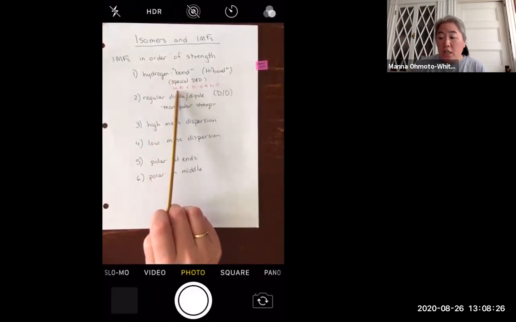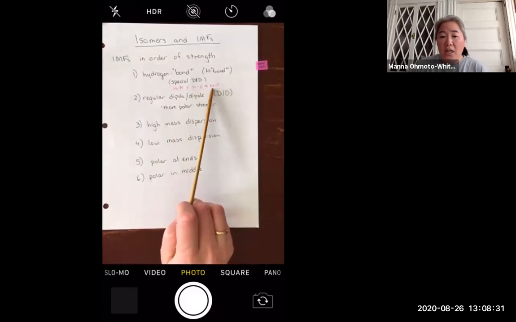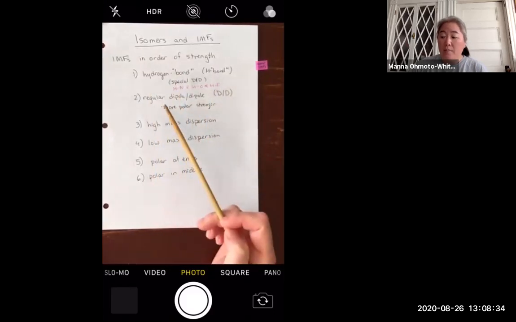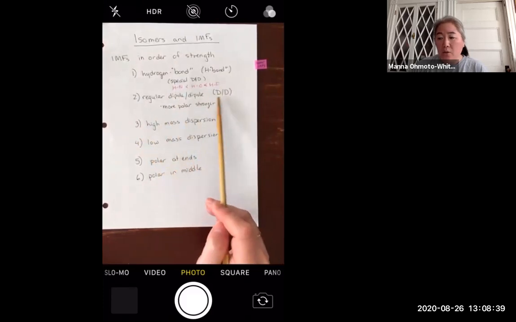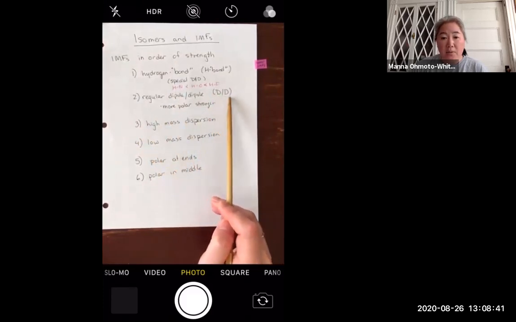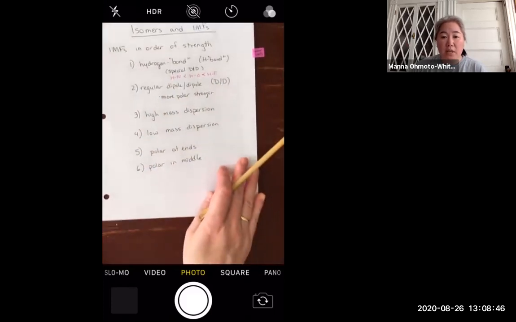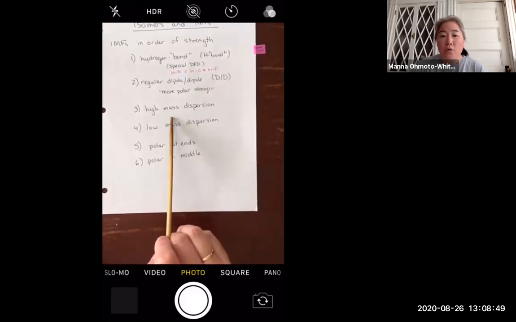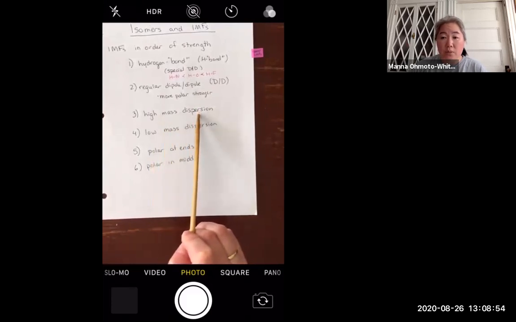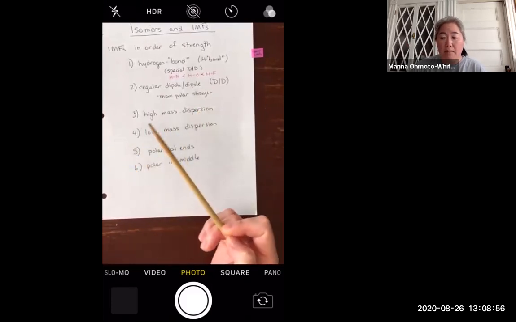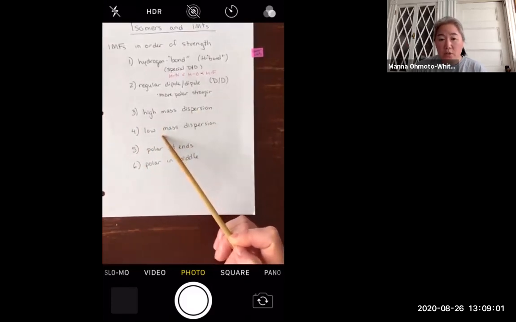And that occurs in parts of a molecule that have H bonded to N, H bonded to O, or H bonded to F. Right below that are regular dipole-dipole interactions between polar ends of a molecule. We write that as capital D/capital D. And again, the more polar the bond, the stronger that dipole-dipole interaction. Then we move to dispersion forces. So high mass dispersion forces, so molecules that are nonpolar but have a high mass, will have a stronger intermolecular force of attraction than low mass dispersion forces.